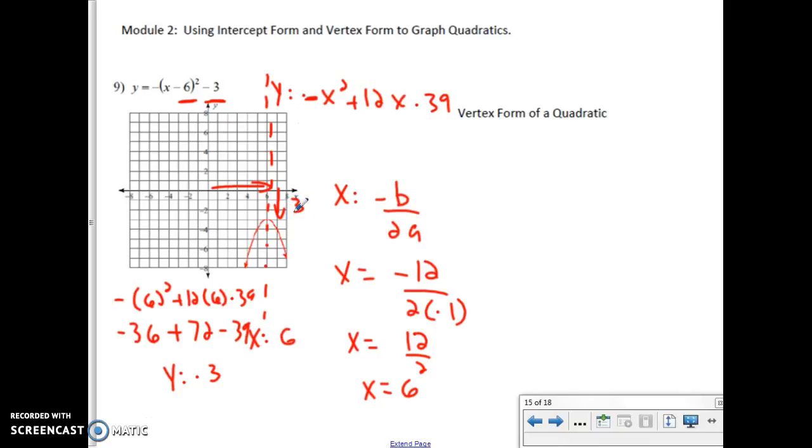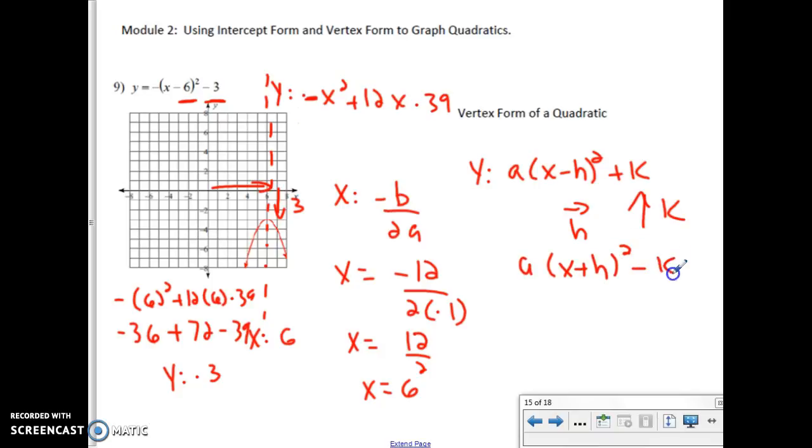If I look at vertex form, it has this form of a times x minus h squared plus k. So that minus h is telling me I'm going to the right h units. The plus k is telling me I'm going up k. If it's of this form, x plus h squared minus k, or there are all these other variations of it, the plus h is telling me I'm going to the left h, and then I'm going down k.